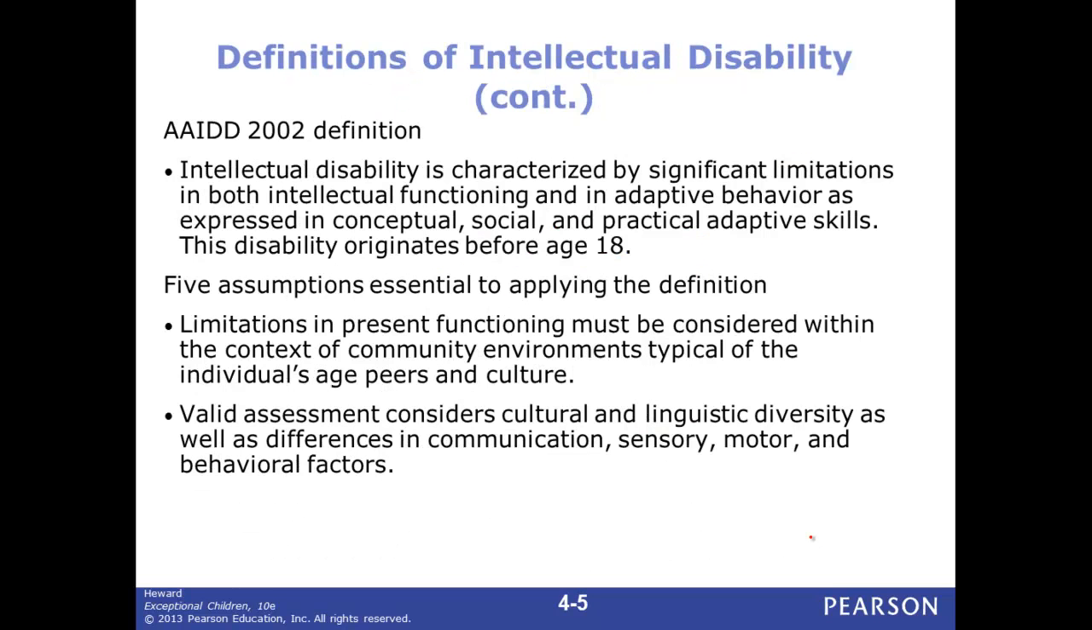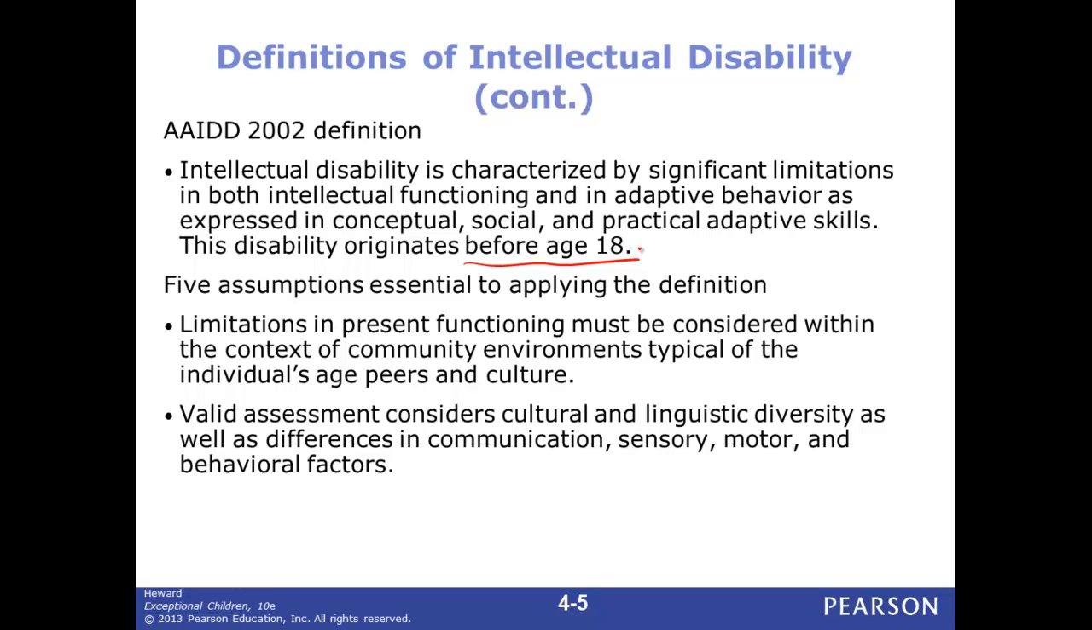Then here's their definition. Intellectual disability is characterized by significant limitations in both intellectual functioning and adaptive behavior, expressed in conceptual, social, and adaptive skills. Originates before 18. IDEA would say less, that has to be earlier than that. 5 assumptions.